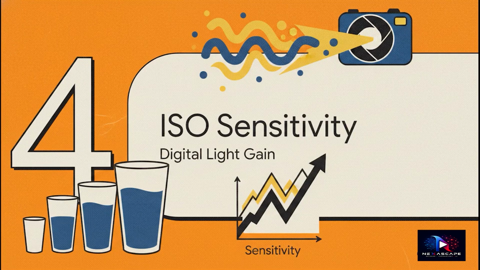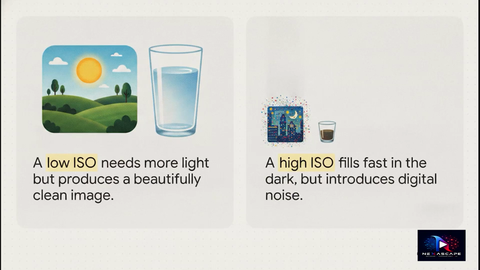Let's head into part 4, ISO, or digital light sensitivity. So we've made it to the final corner of our triangle. Now, it's interesting to note that while aperture and shutter speed are physical, mechanical, moving parts, ISO is entirely digital. Think of it as the size of our metaphorical water glass. A low ISO, like 100, is like a large measuring cup. It needs a lot of light to fill up, but it yields a beautifully clean image.